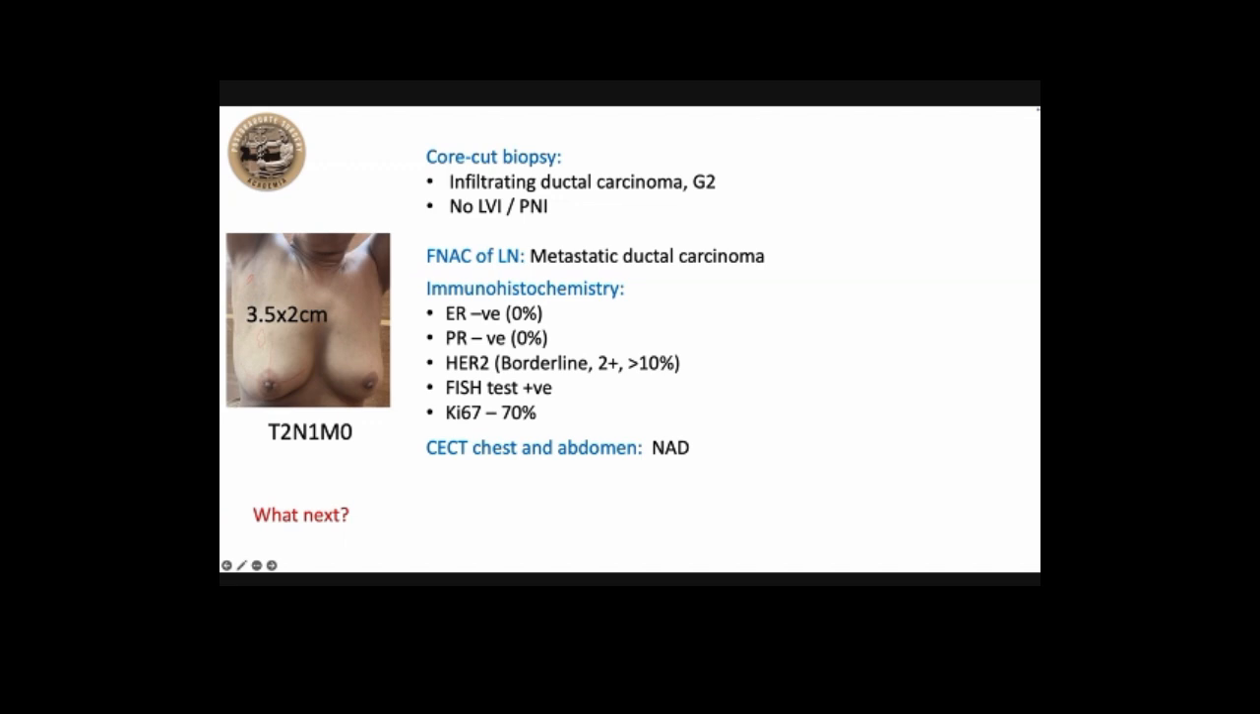Right. This is a double-positive cancer, although I don't know the whole history. It's 20 millimeters or 2 centimeters above, basically double positive.